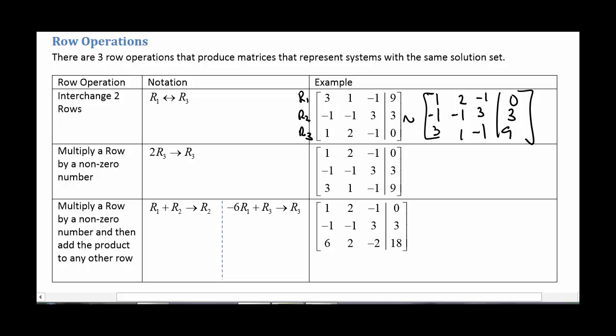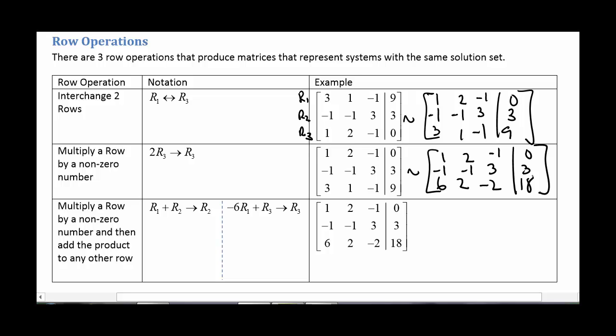Okay. Our second row op is we are allowed to multiply a row by a non-zero number. So in other words, you can't multiply by 0, but you can multiply by anything else you want. So 2 times row 3. Row 1 and row 2 I didn't touch, so I'm just going to copy those over. Now row 3, I'm saying that I'm going to multiply each number by 2 and then put that right back. So I want 2 times 3, which is 6. 2 times 1, which is 2. 2 times -1, which is -2. And then 2 times 9, which is 18.